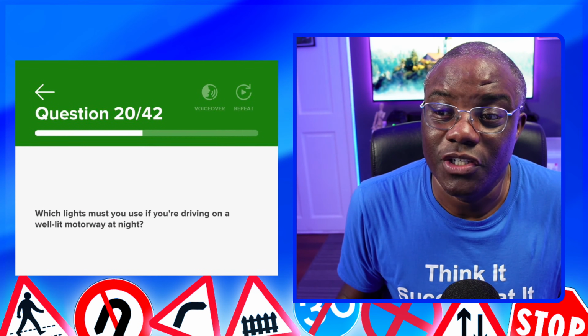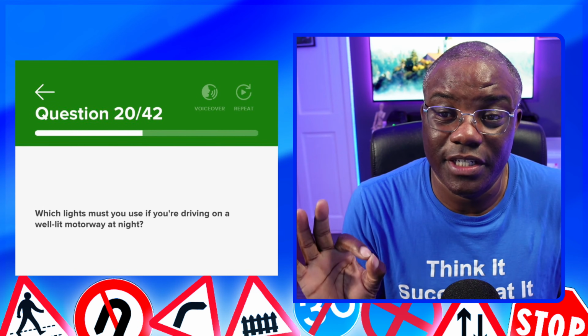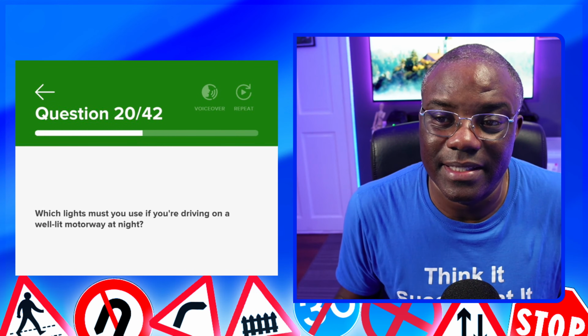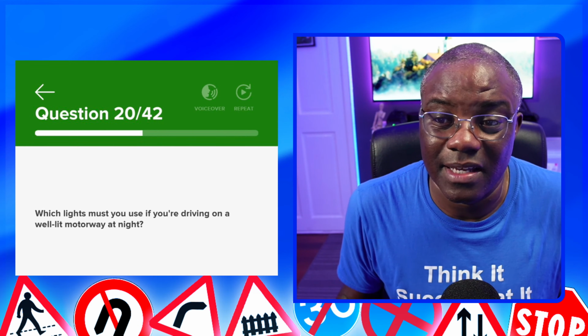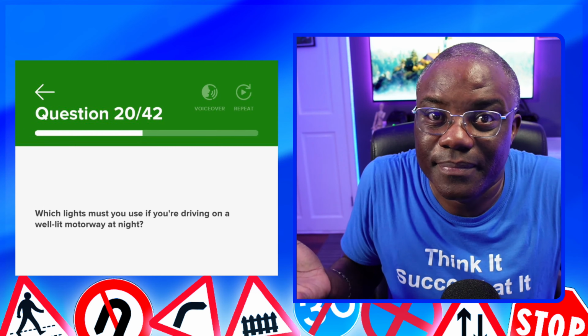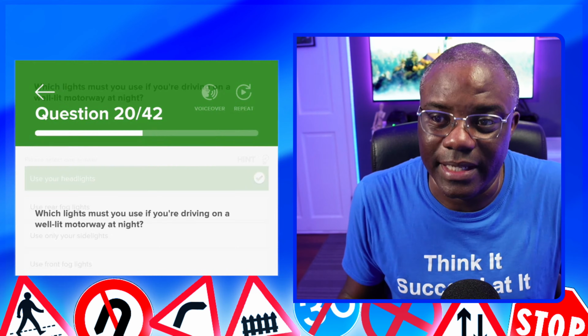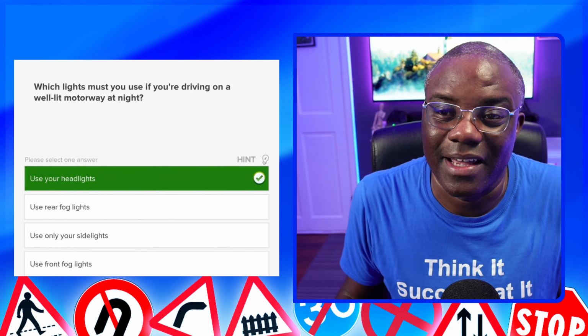Which lights must you use if you're driving on a well-lit motorway? So again, simple question. Let me break it down. Which lights must you use if you're driving on a well-lit motorway at night? So it's nighttime, the lights are on, it's well-lit. Guess what? It's dipped. Use your headlights.